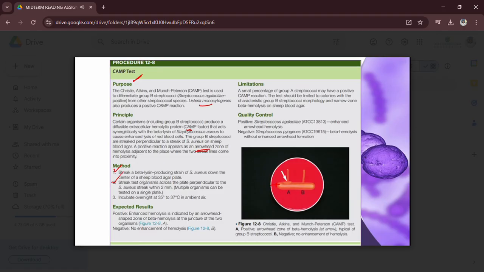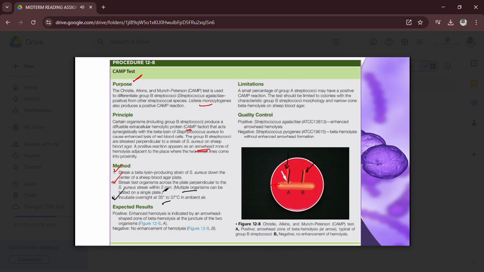Afterwards, you're going to streak your test organisms across the plate. So, yung dalawang streaks, ito yung organism mo. It should be perpendicular to the streak that you use for your S. aureus. It should be within 2 millimeters. So, hindi siya touching, but it's close, almost close to touching. Take note that multiple organisms can be tested on your single plate. And then afterwards, incubate natin overnight at 35 to 37 degrees Celsius.